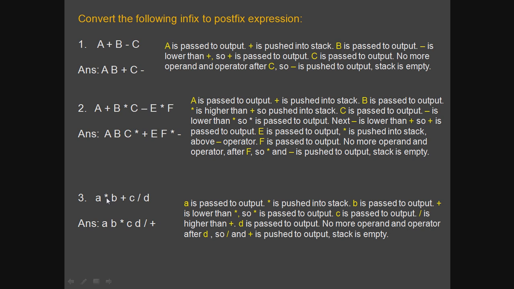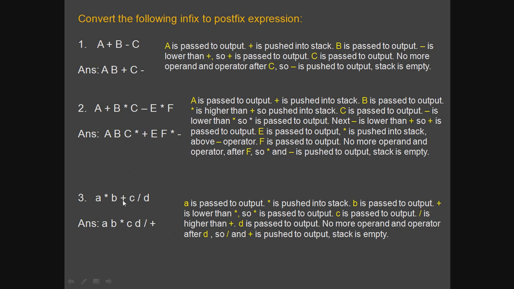Next, the asterisk symbol is read and then it is pushed into the stack. So now inside the stack we have the asterisk symbol. Next, B is read and then it is passed to the output. So we have AB. Right, now star is still inside the stack. Then the plus symbol is read, but since plus is lower than star, the asterisk is popped out and passed to the output. So we have AB star. So now the plus symbol is pushed into the stack.